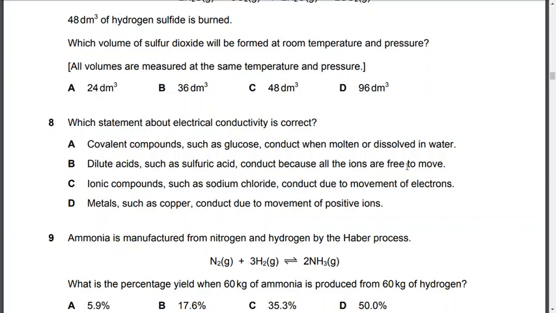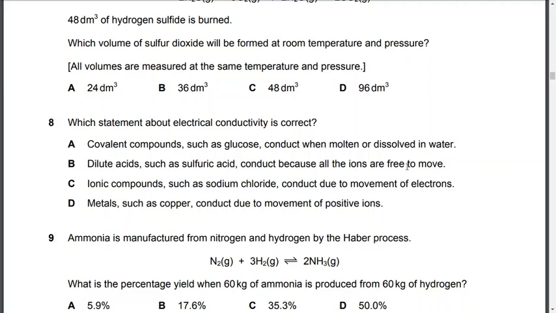Coming to part C, ionic compounds such as sodium chloride conduct due to the movement of electrons. Well, sodium chloride has a negligible amount of free electrons. I'm talking about the free electrons only. It has electrons but does not have free electrons, so that is why it's not going to be C.